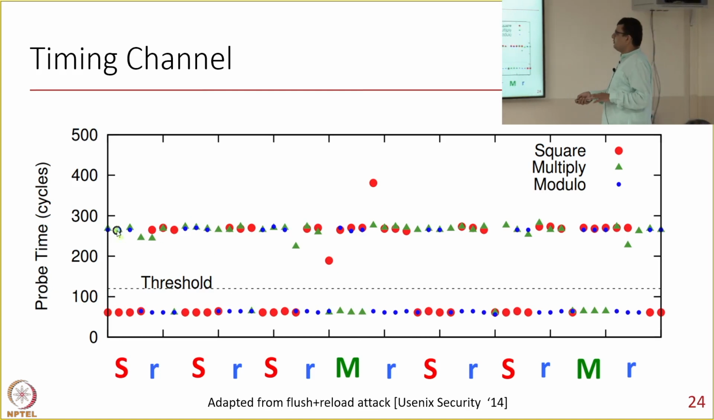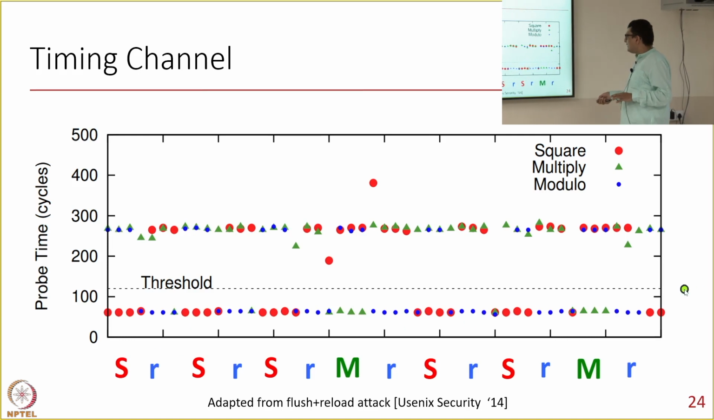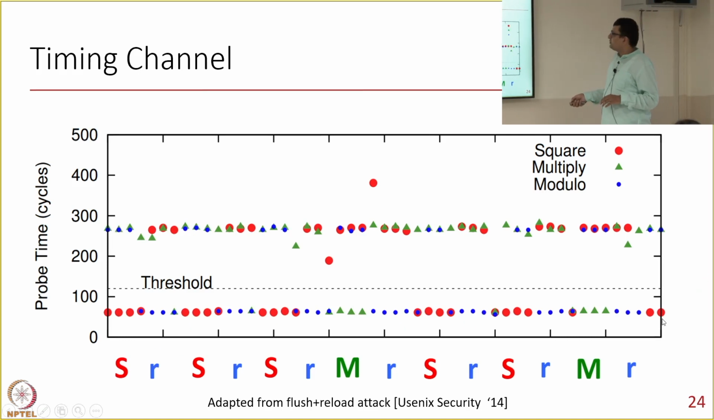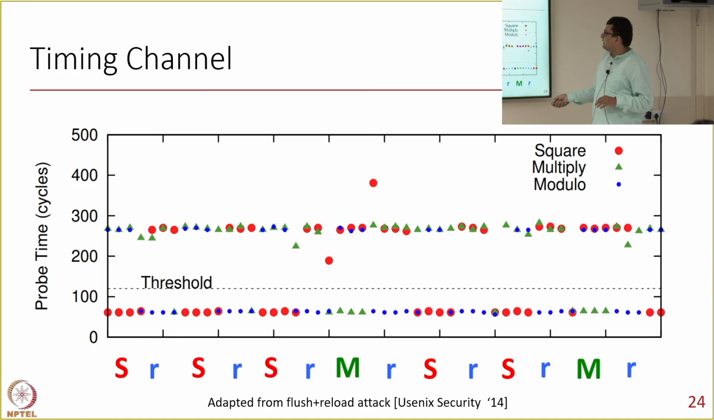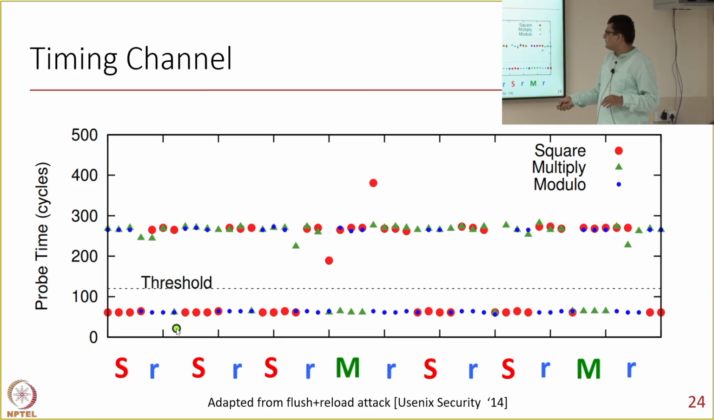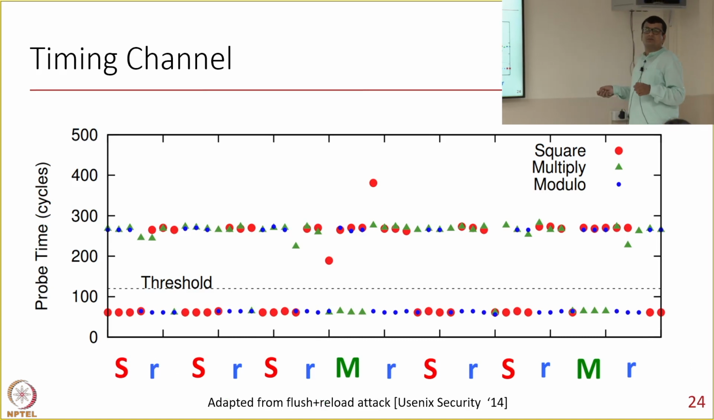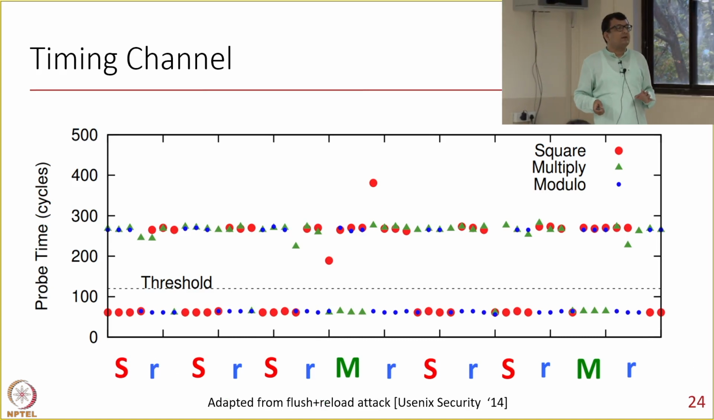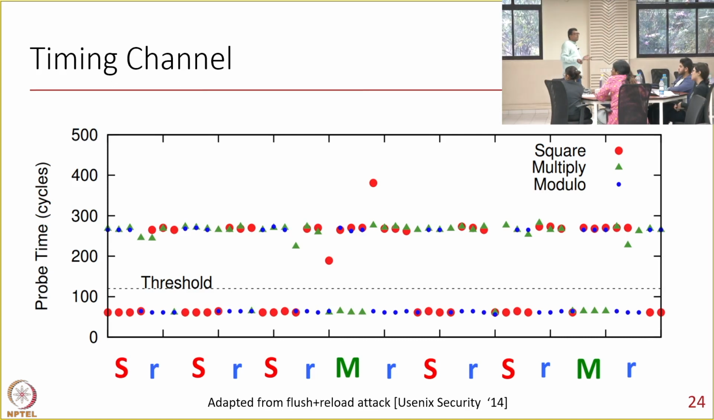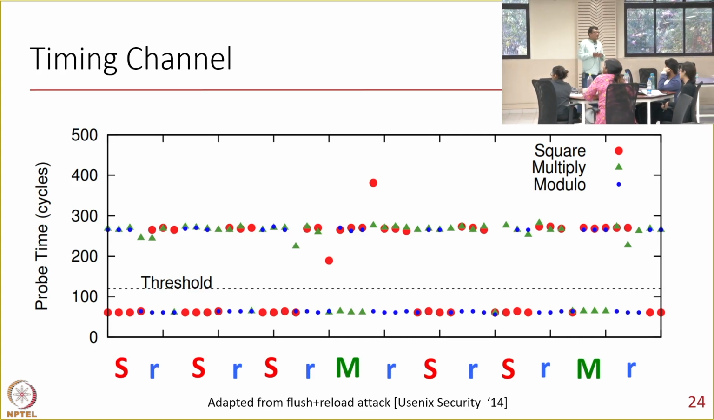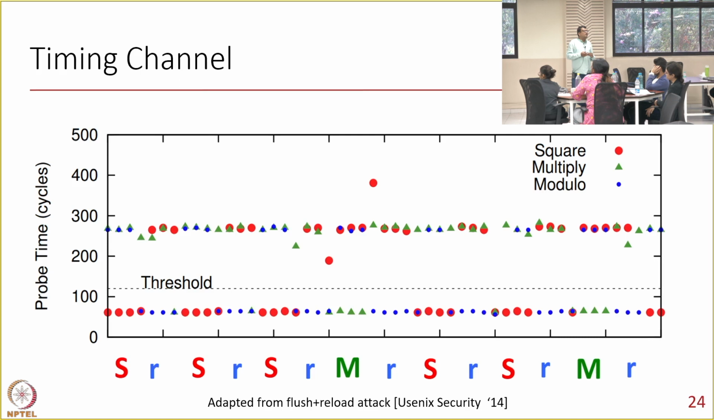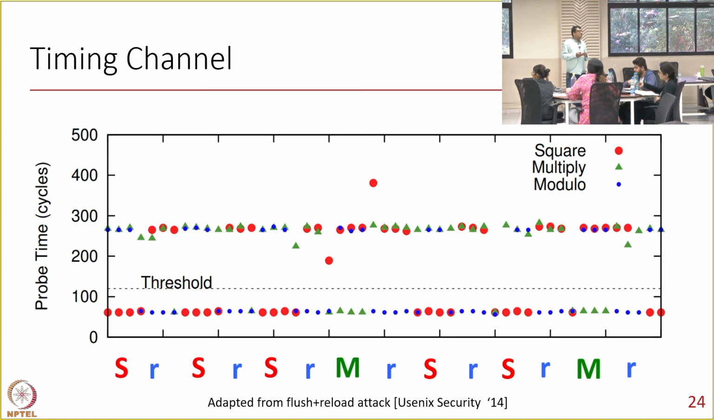So you will look at all these iterations, and based on that you will be able to deduce that this part is S and R, then SRMR. Based on that you will be able to create the zeros and ones. Is this clear? This is called the flush and reload attack. It's the simplest attack in microarchitecture security.